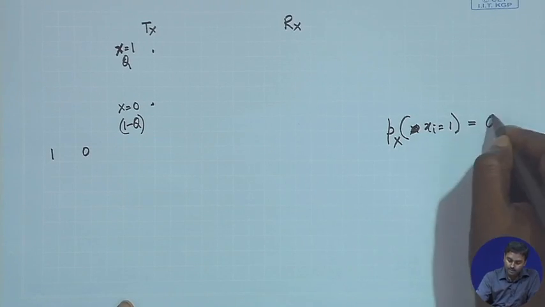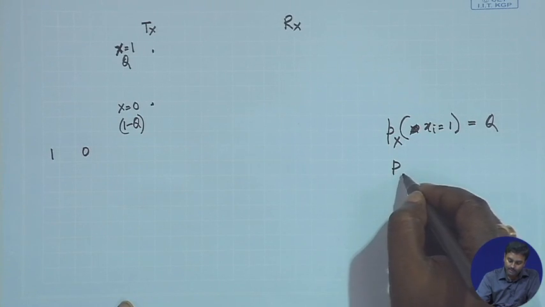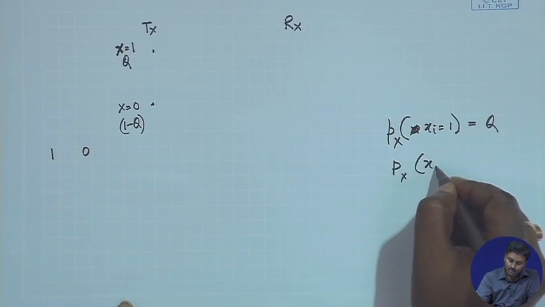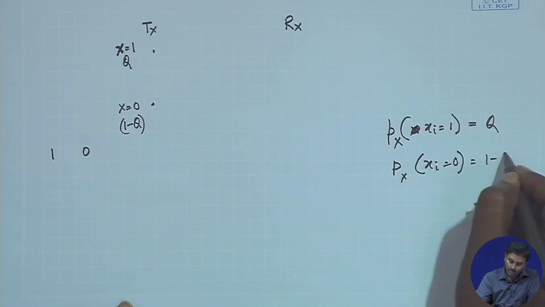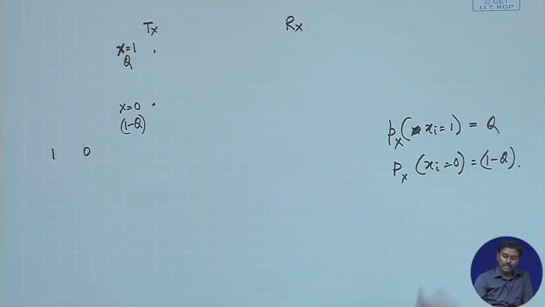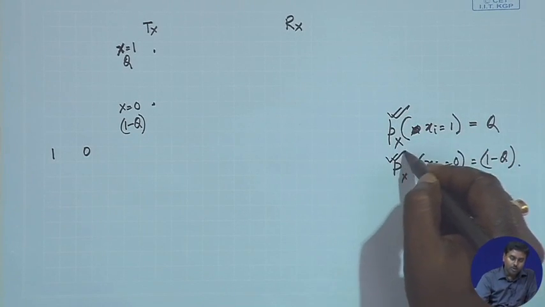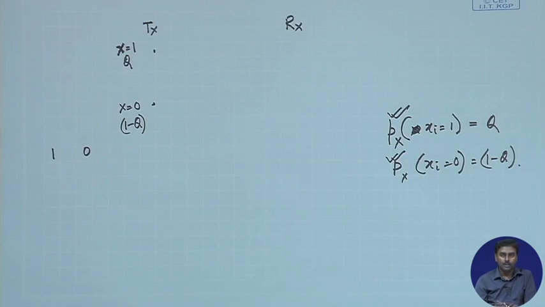So, this is q, and the probability that xi equals 0 is 1 minus q. These are called the prior probabilities. What does that mean? While transmitting, this is the probability with which I generate either 0 or 1. Without seeing what is happening at the receiver, this is what is actually happening at the transmitter.